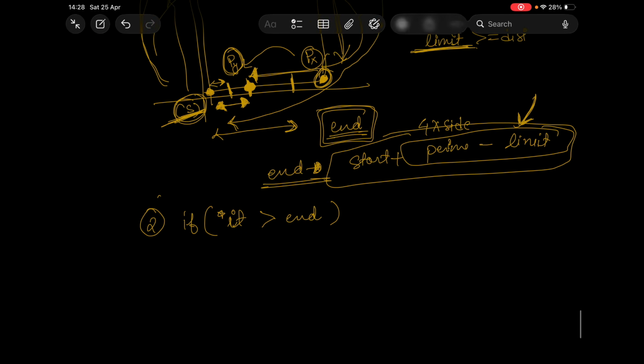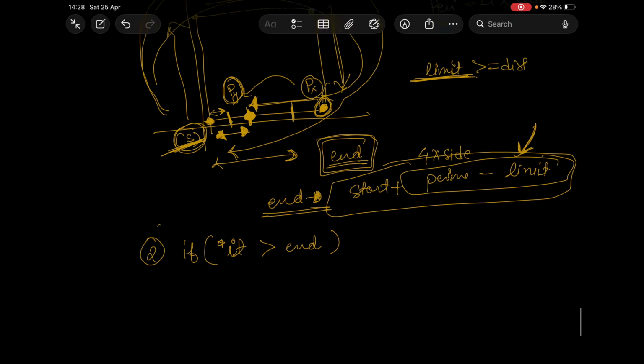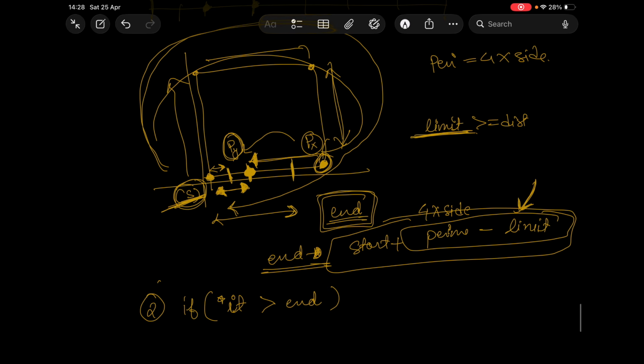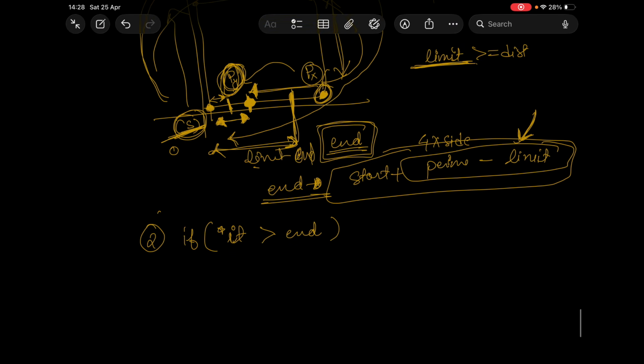So if this is greater than my end, with the formula, this was my possible end because this was the limit. This is the start, which is 0, this is the limit, and this was the perimeter. So this was my possible end, and this is the current end that we come up with every time we calculate. If this is greater, then this is also not possible. So this is also a not possible case. In these two cases it is not possible, otherwise, we should be able to pick this.